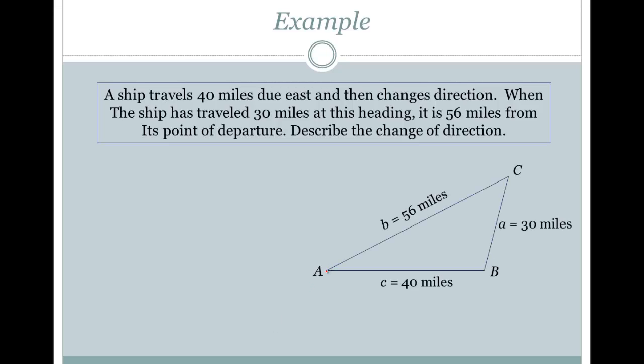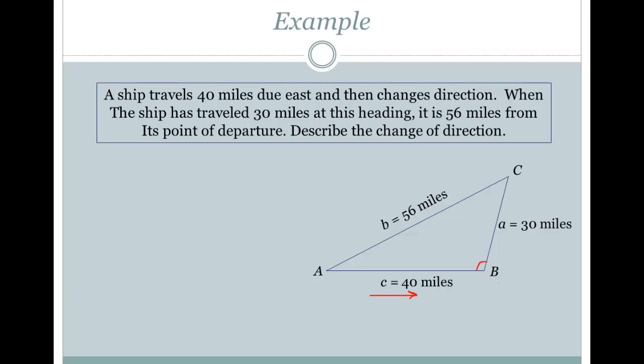I started here. I traveled 40 miles due east, so I'm traveling 40 miles in this direction. All of a sudden, I change my direction, and I'm going to travel 30 miles in that direction. When all is said and done, I'm going to be 56 miles away from where I started. So now I'm given three sides of that triangle, and I want to know about the change in direction. The change in direction is going to be this angle B. This is what is going to describe how I change my path here. So basically this is a side, side, side problem, looking for angle B.